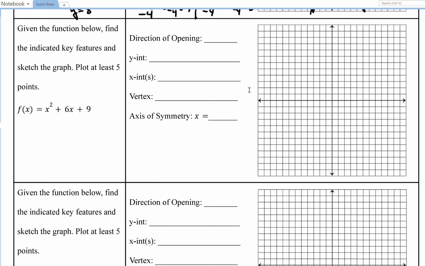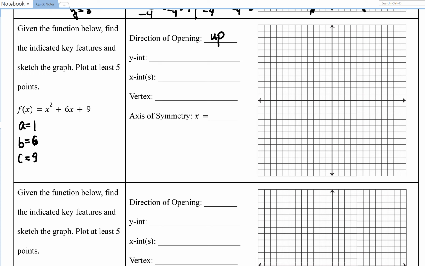The first thing I want to do here is just note that a, in this case, if there's nothing in front of the x squared term, a is 1. Your b is 6, and c is 9. So because a is positive, this is going to open up.